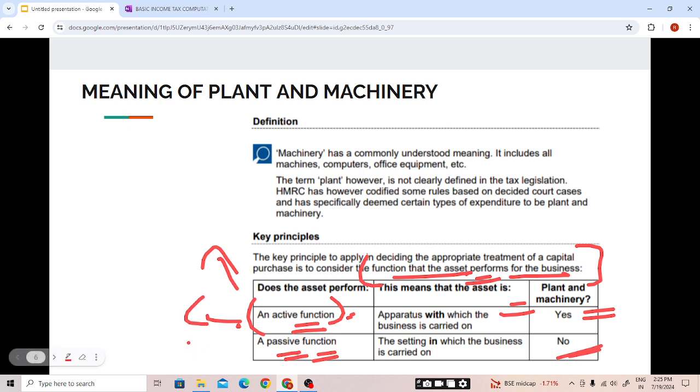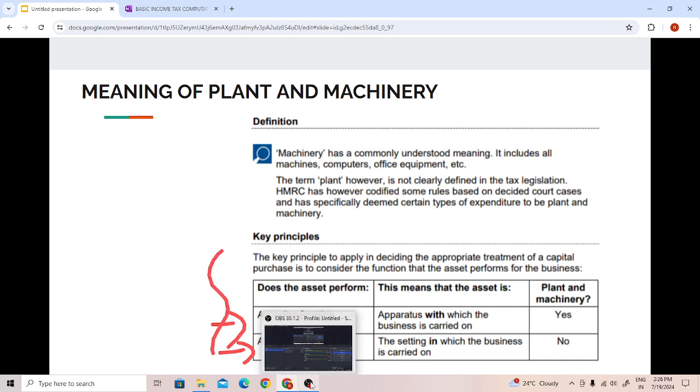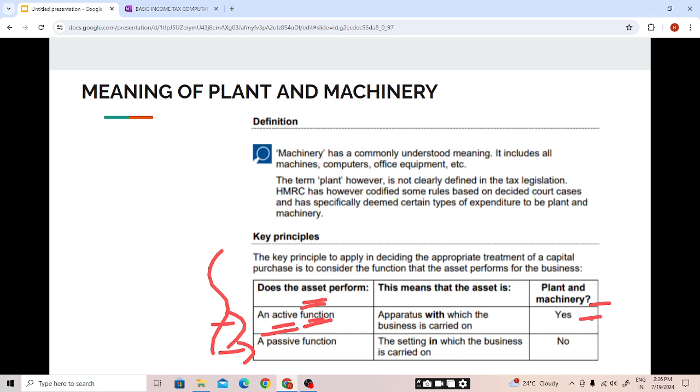Active means which is actively involved in the running of the business. Passive means it is not actively involved, but it will help the business. But when coming to the active function, it will be actively involved in doing the business. So you need to have a general understanding of these, students. Active means which is actively involved, which helps to carry out the business. If the asset is not available, we are not able to carry out the business. So then that type of asset will be classified as plant and machinery.